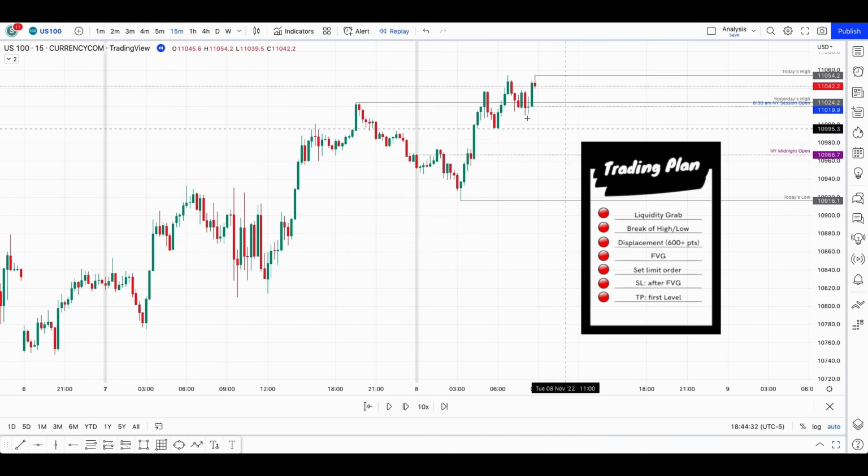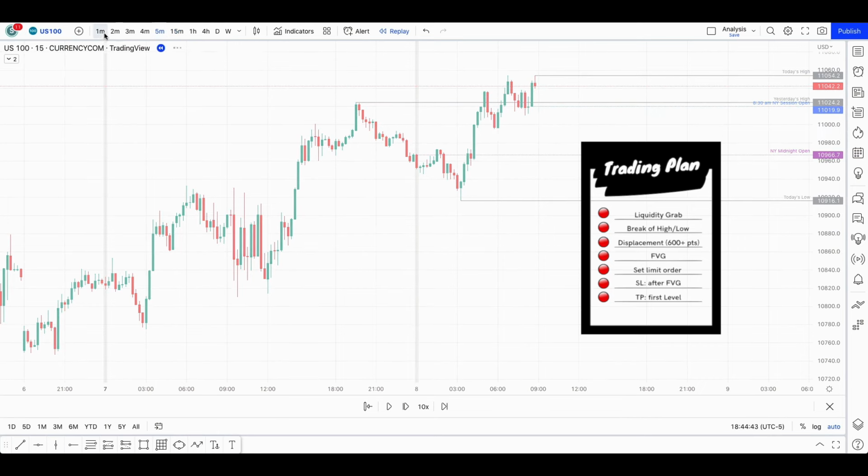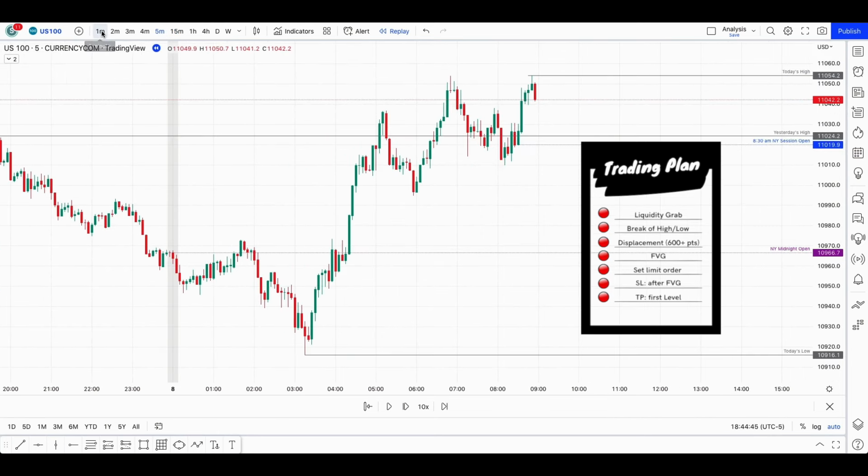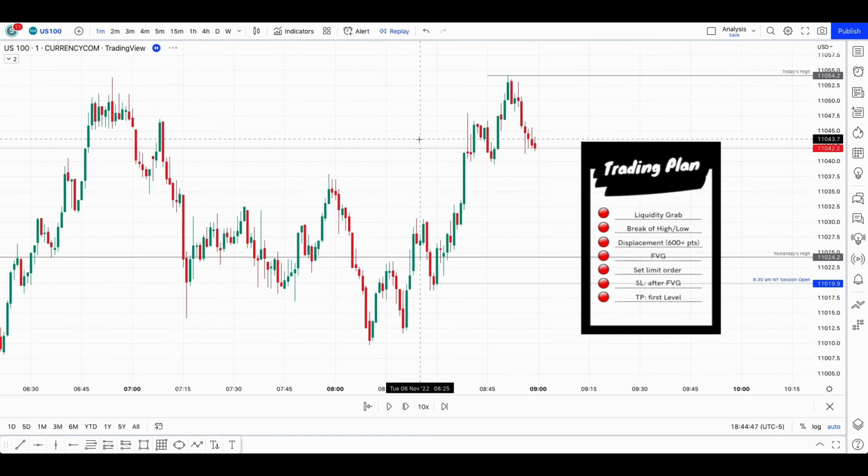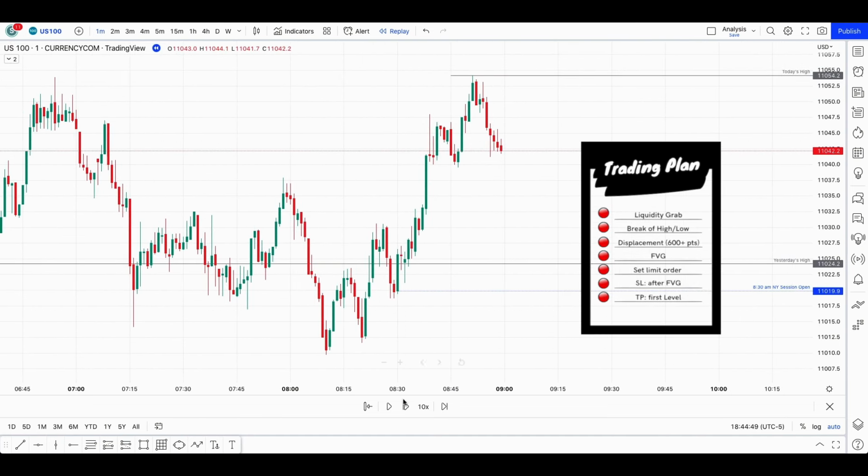So on the 15 minutes, except from the fact that we already took out yesterday's high, there's not much here. There's this small fair value gap that we filled and then went up. Let's just go on the 1 minute and then wait for the 9:30 open.